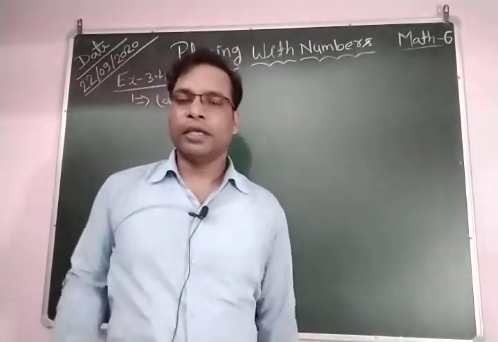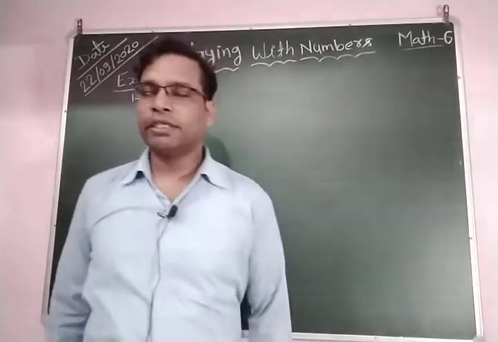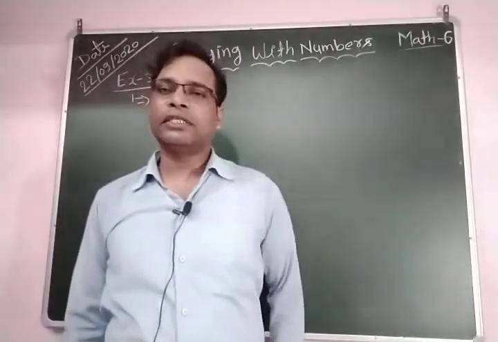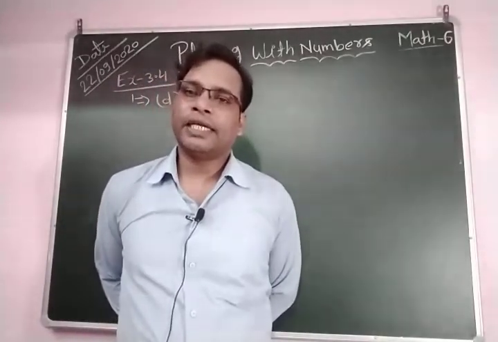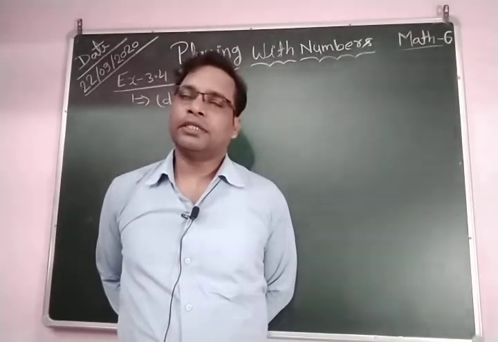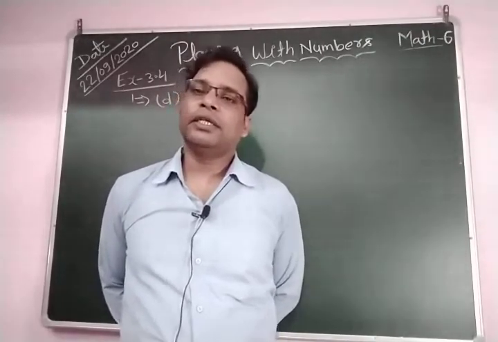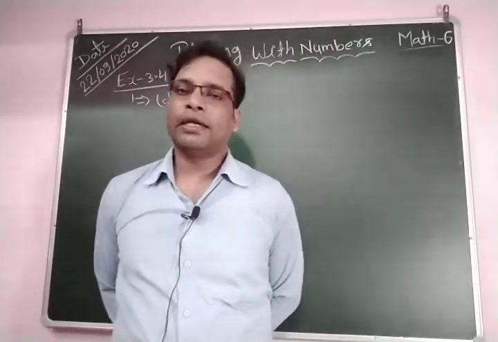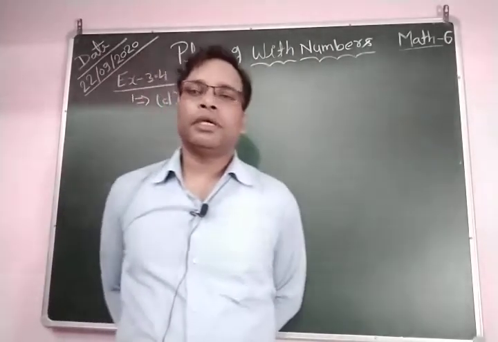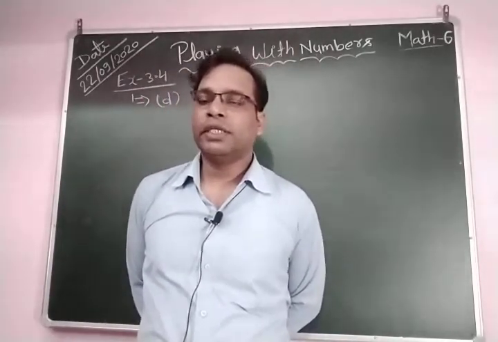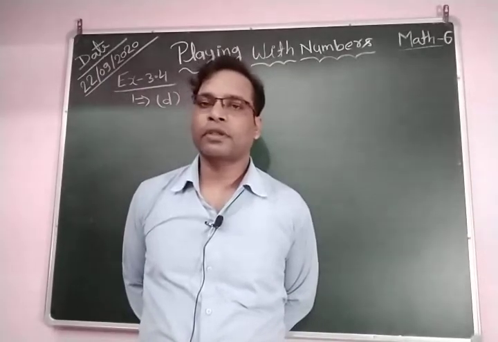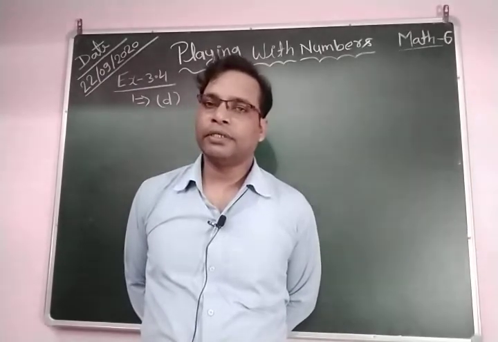So let's see. Here you can see the LCM of 9 and 10 is 90. So you can say if a number is divisible by 9 and also divisible by 10, then it is also divisible by 90. But here we need to know what is the divisibility test of 9?